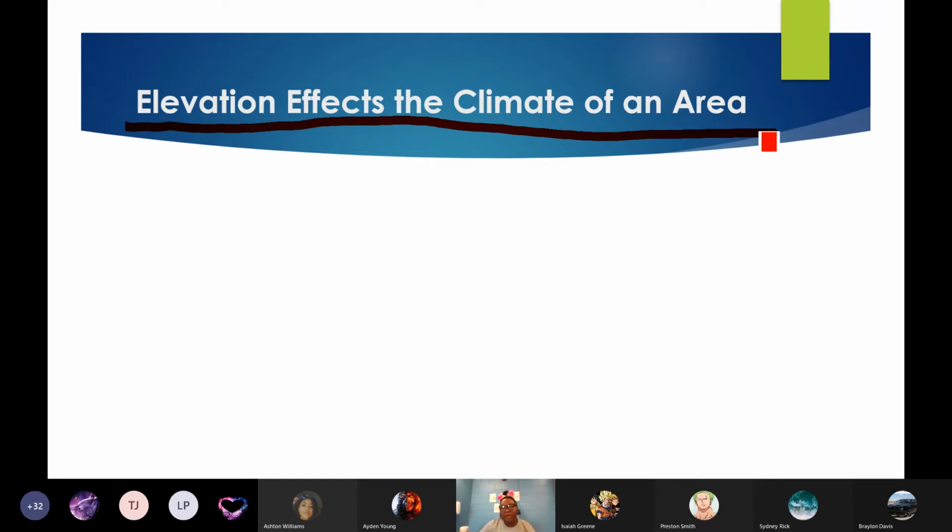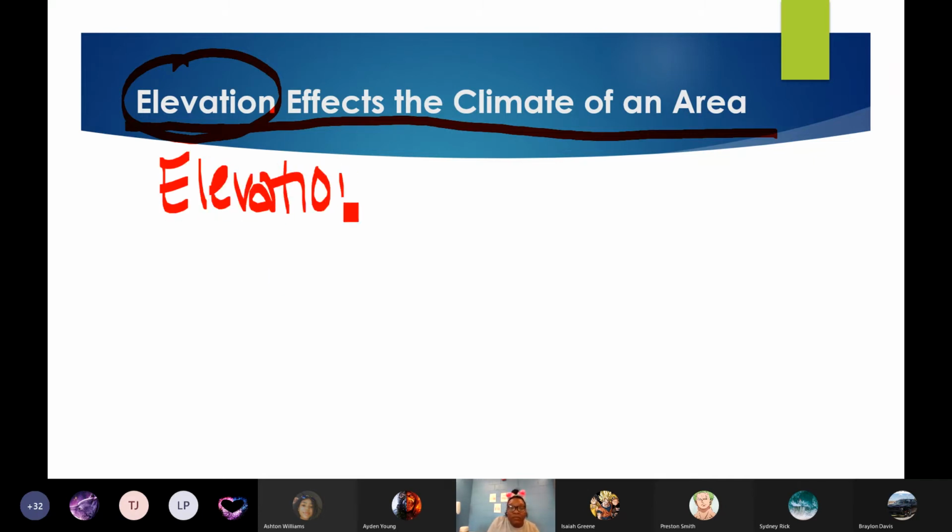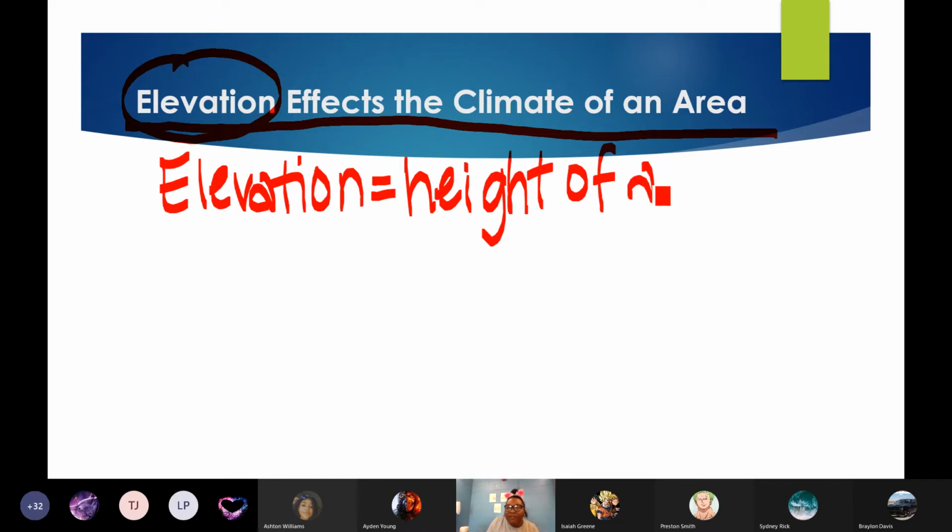What does Ms. Neville mean by that word, elevation? Well, last semester you should have learned that elevation, you need to write this down, elevation is the height of a landform. Elevation is the height of a landform.